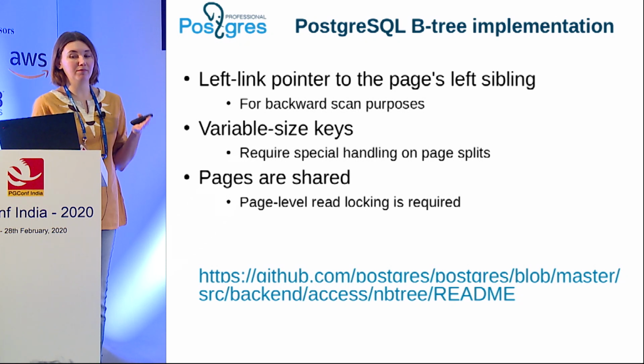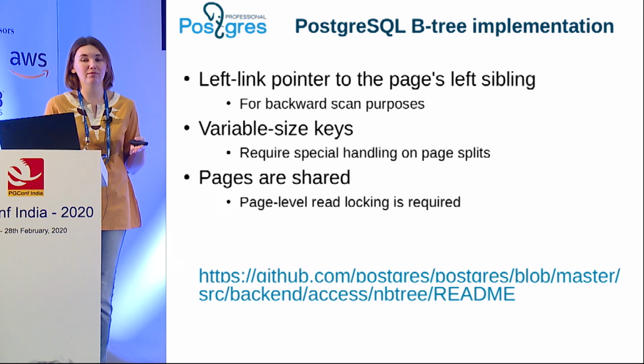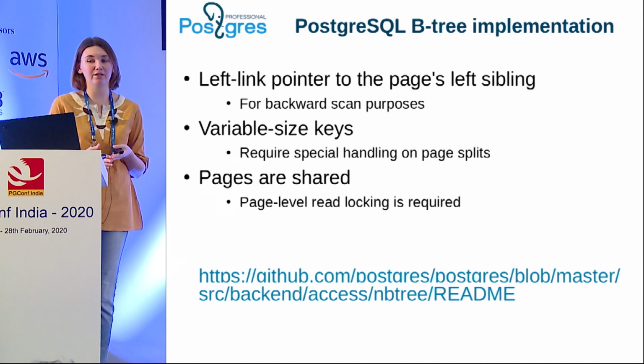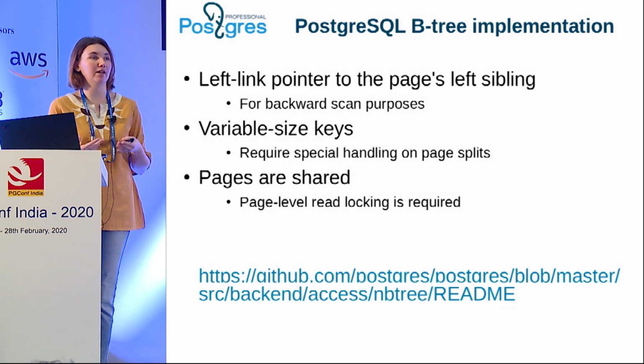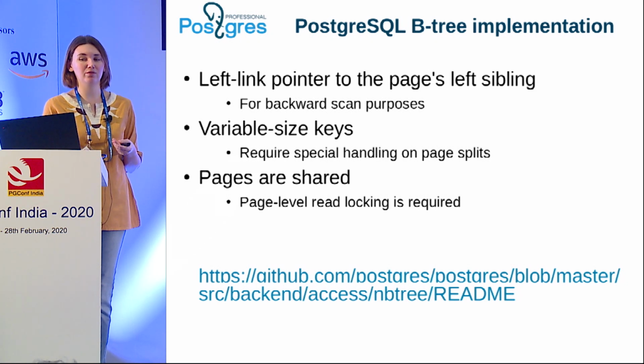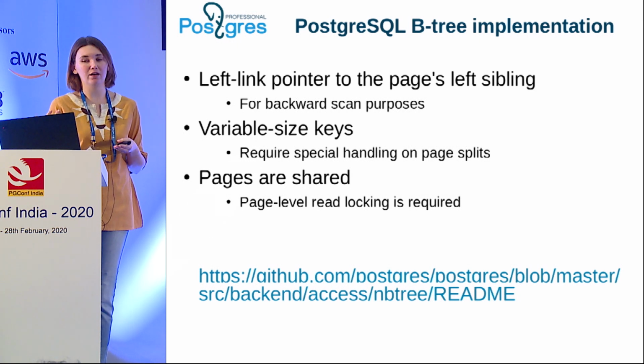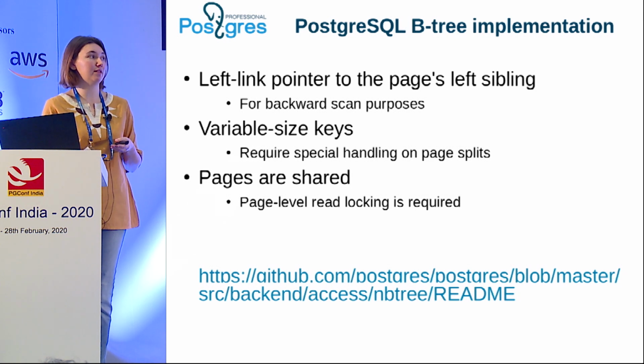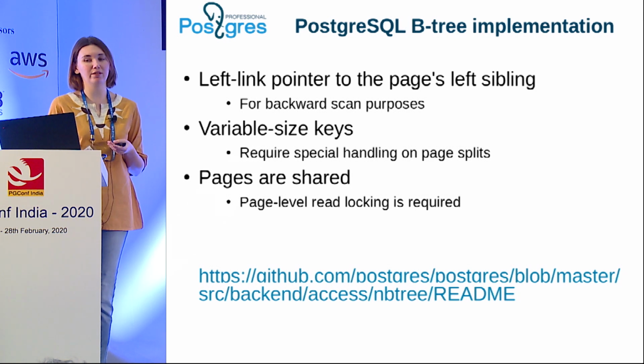So major ideas of the Lehman Yao algorithm are implemented unchanged, to have both right links and high keys. But in addition to the right link, we also store a left link pointer that is used to do backward index scans. So for example, when you do order by in descending order, you can also use the same index, just follow another direction.